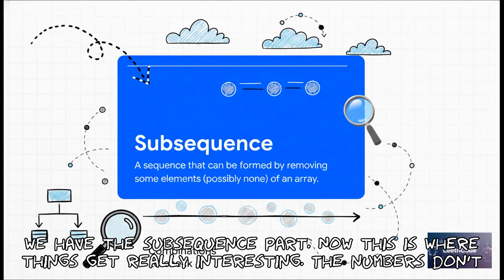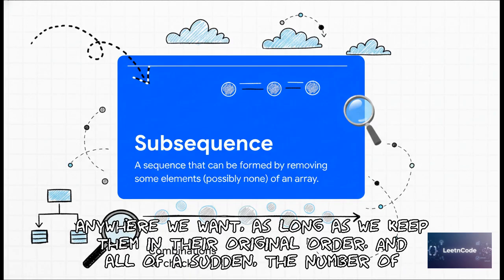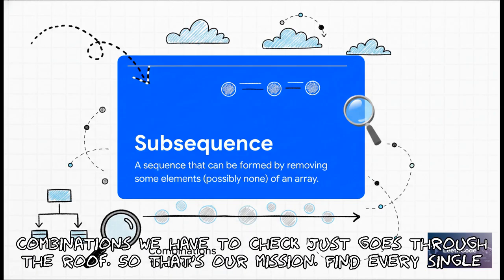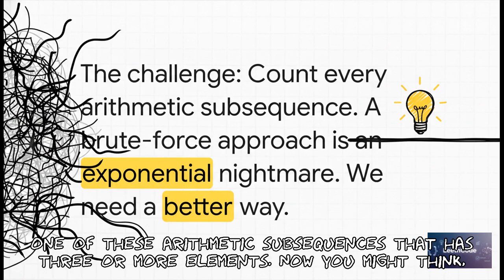And second, we have the subsequence part. Now this is where things get really interesting. The numbers don't have to be right next to each other in the original array. We can literally just pluck them out from anywhere we want as long as we keep them in their original order. And all of a sudden, the number of combinations we have to check just goes through the roof. So that's our mission. Find every single one of these arithmetic subsequences that has 3 or more elements.